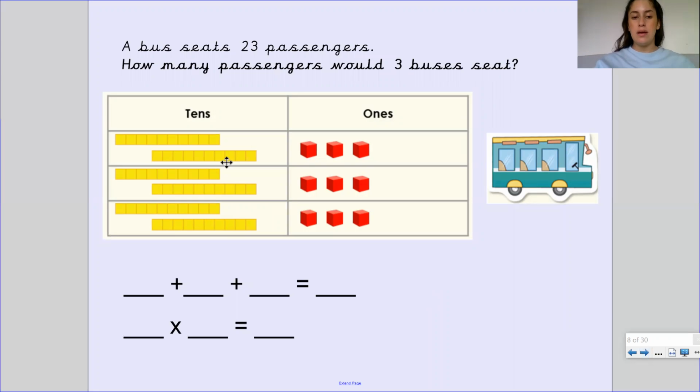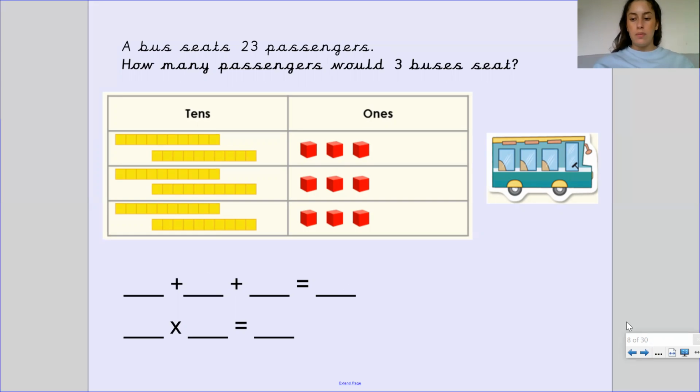So as we can see here, we have got 10, 20, 21, 22, 23. That represents the number of passengers on one bus. Then another 23 in this row, which represents the number of passengers on another bus, and then the third bus here. So we can see this represented pictorially. So what numbers would we be adding together? Pause the video and write that down on your piece of paper, and then have a go at representing it using a multiplication number sentence as well.